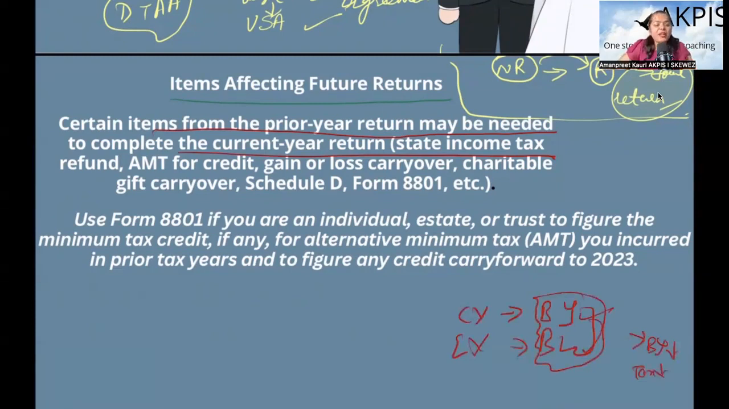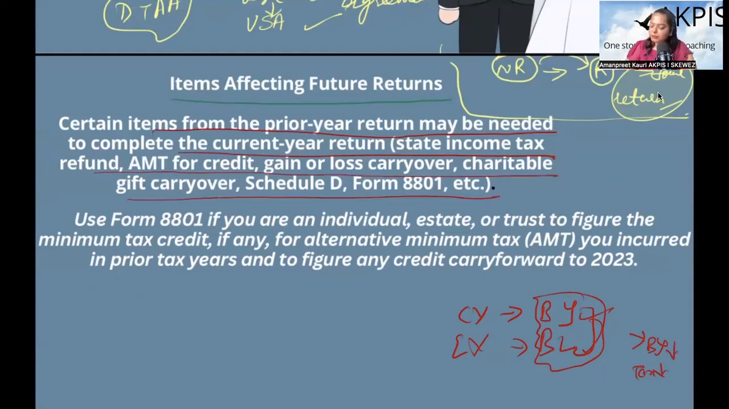So why are we emphasizing this very particular aspect, the items of the past year, prior year returns? They serve as the base for the current year or future year tax return, for certain kinds of calculations which are directly connected with the income and tax computation.